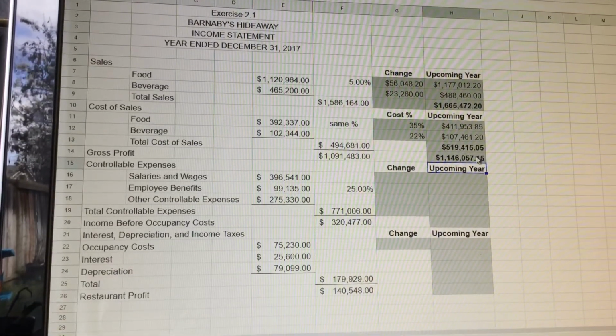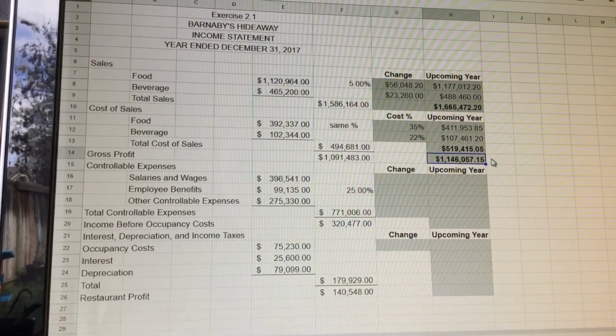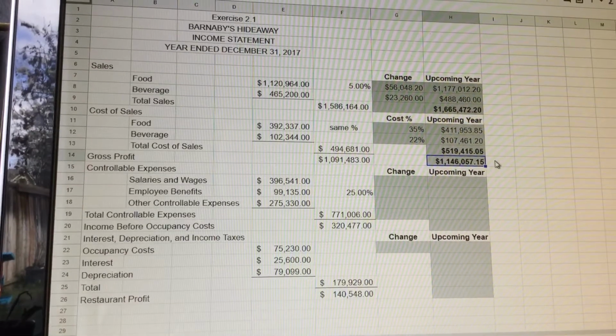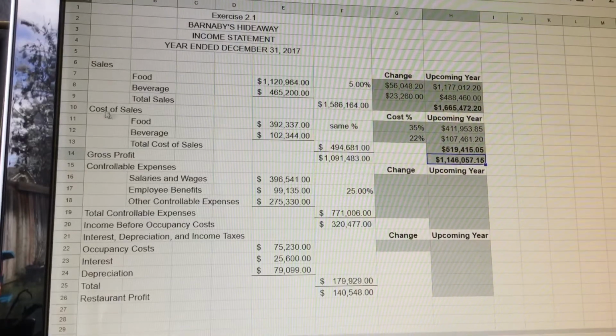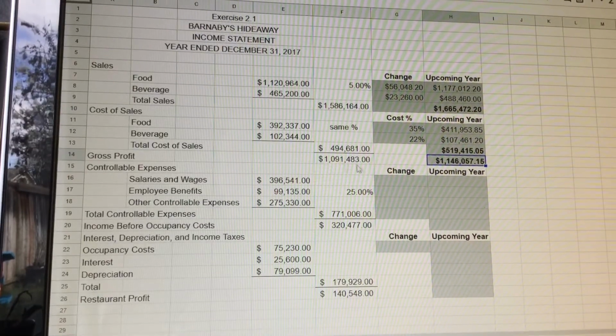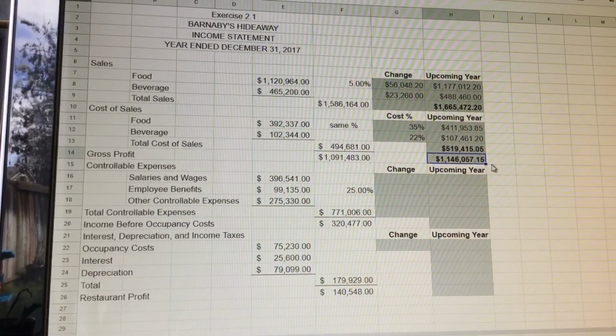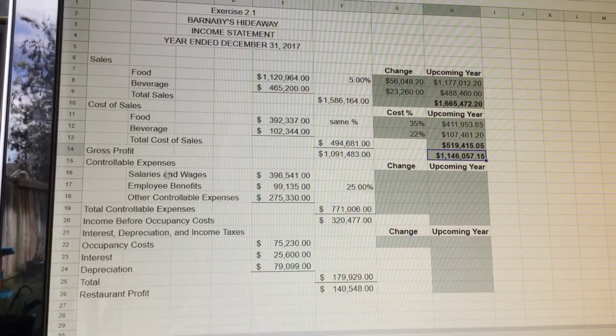This number here, the $1.1 million, this is how much money we have left over after we've paid for our cost of sales. This is how much money you have left to pay for everything else.